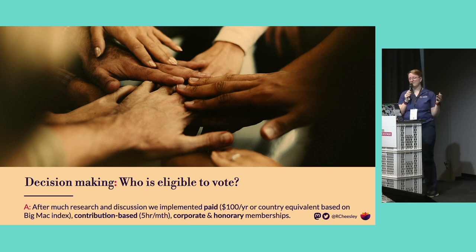We decided to have a paid option, so membership to become an individual member, $100 a year. But if you live in any country where $100 is too much, there's also a Big Mac index which we apply, which basically works out the price of a Big Mac in the US, compares it to the price in your country, and proportionately reduces or increases in Switzerland the amount that you have to pay. So that's one way of becoming a member. We were already using that for partnership, for the level that people needed to pay for partnership.